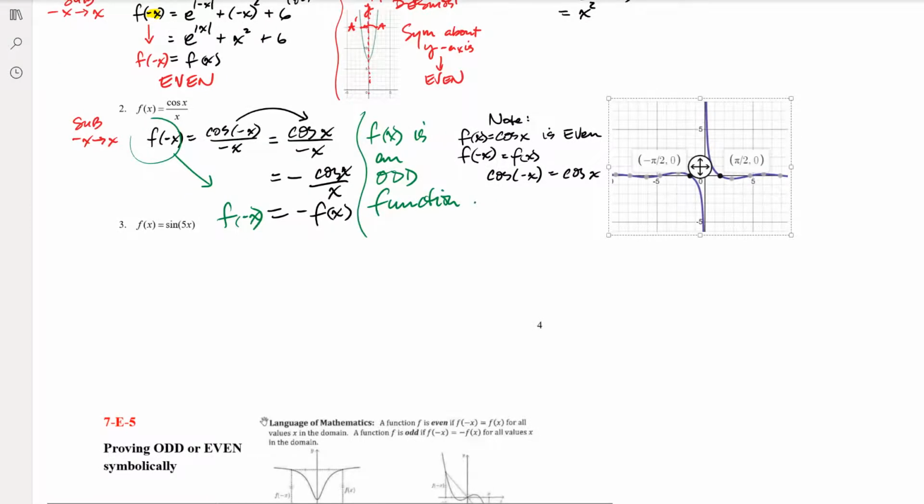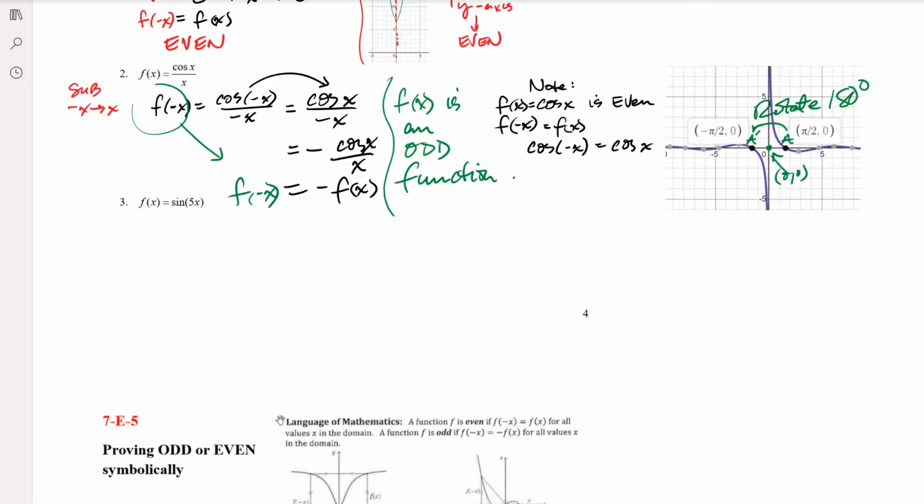Look at that. So any graph that has rotational symmetry about the origin, like A here gets rotated 180 degrees to A prime. If you rotate it 180 degrees about the origin, which is right there in the middle, you have what's called an odd function. And I know I keep repeating myself, but when you're learning and trying to understand this stuff, repetition is important. Guaranteed.